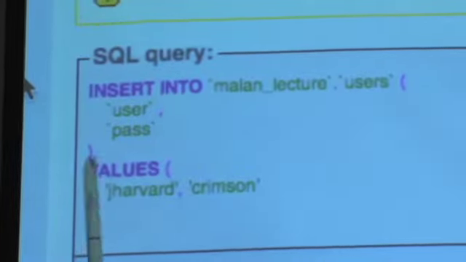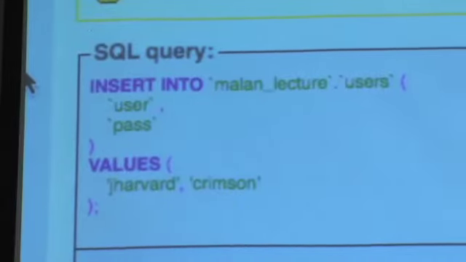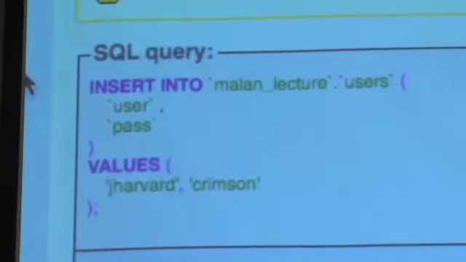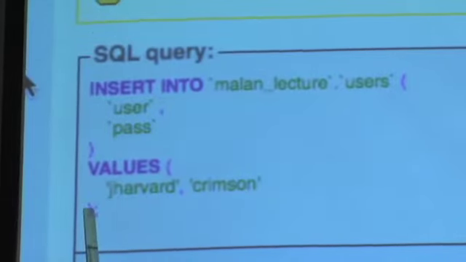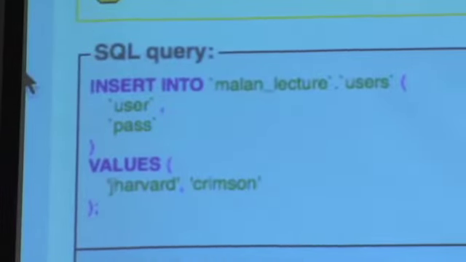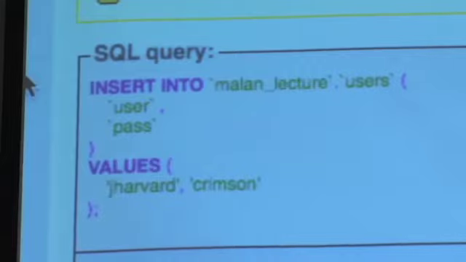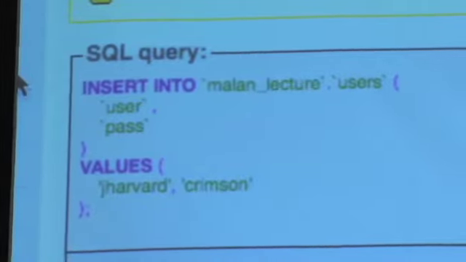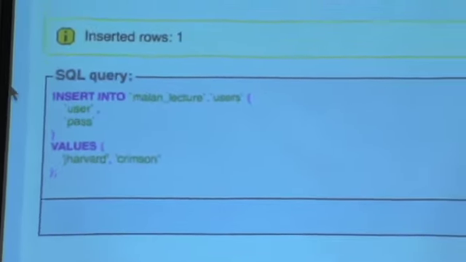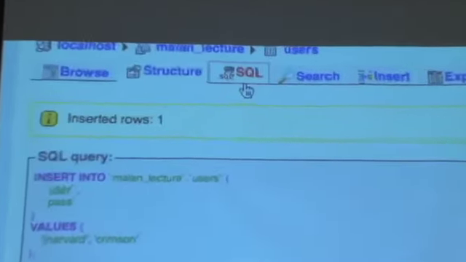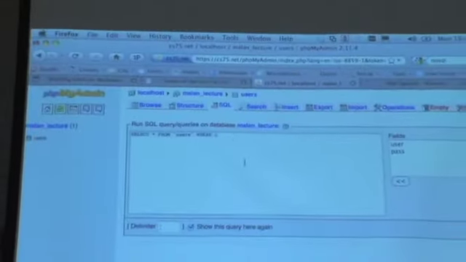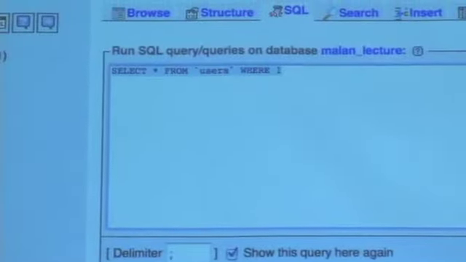Parenthesis, close parenthesis. A comma separated list of the values that you want to insert into, user comma pass. And then here, values, open paren, close paren, and then a comma separated list of the values you want to insert for those fields. So let's do this manually this time. So again, to ignore the pretty printing that's going on, this time I'm going to click the SQL tab, which allows me to actually type in manual commands.